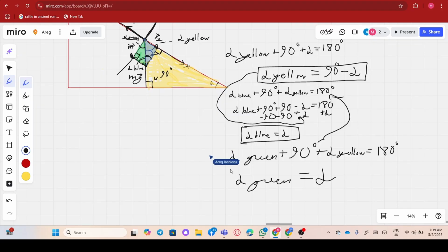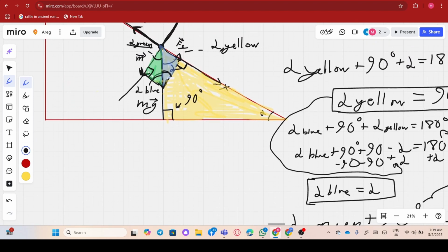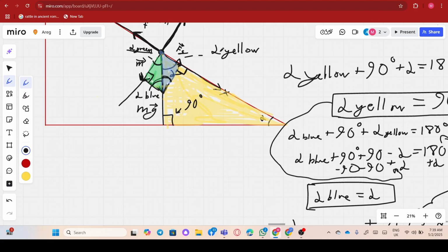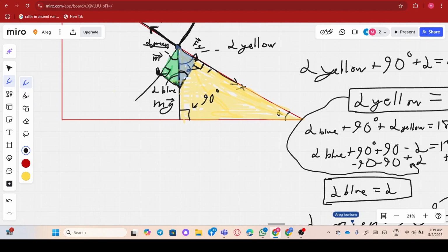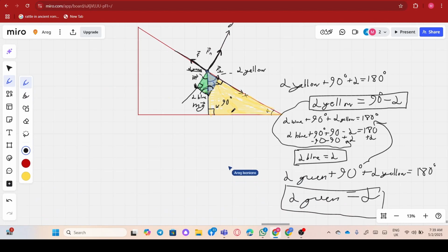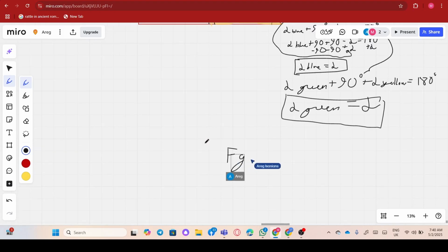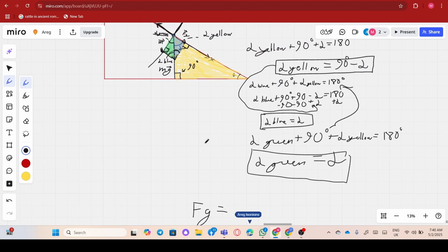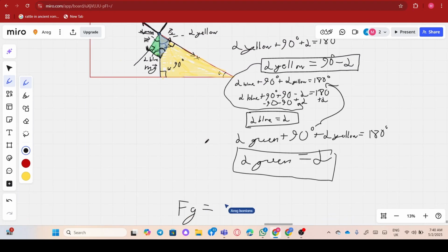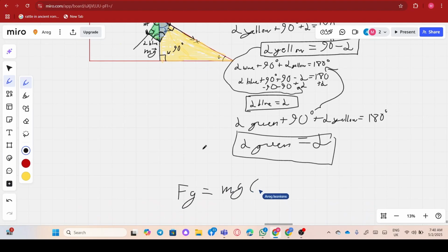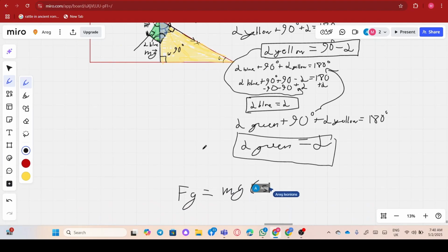Again, let's take it in the bracket. Okay, so now what we are doing. First, let's try to find FG, the projection of MG on the x-axis. Yeah, so FG is the projection, which means FG would be equal to mg times sine alpha.